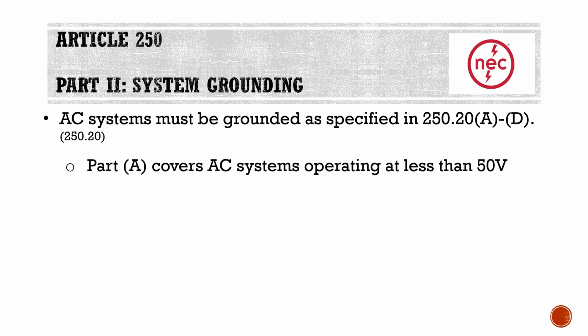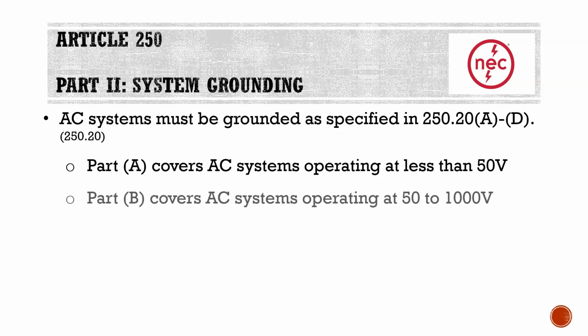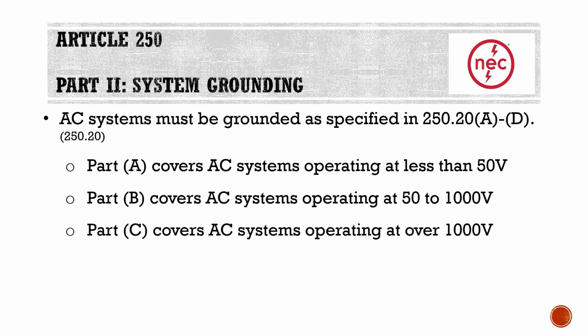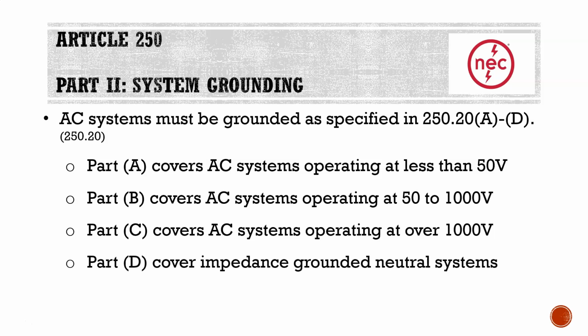Part A covers AC systems operating at less than 50 volts. Part B covers AC systems operating at 50 to 1,000 volts. Part C covers AC systems operating at over 1,000 volts. And Part D covers impedance grounded neutral systems. We're going to be taking a look at A, B, and C. Part D is a little bit beyond the scope of this course. We're not going to be talking about impedance grounded neutral systems. They're very rare. You often won't run into them. And as with other things I've mentioned in the course, if you understand the general requirements for A through C, if you do have to learn D, it's pretty self-explanatory at that point.